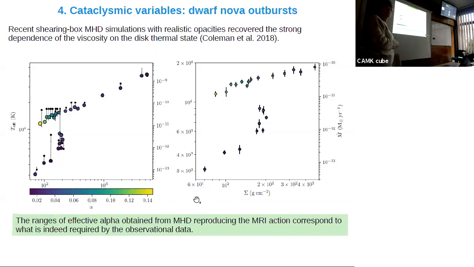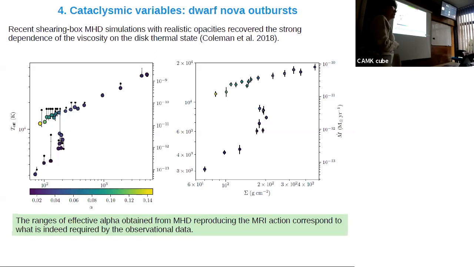And that was recently indeed recovered in simulations. I think that's quite interesting. I'm not sure whether they cheated in the meantime, but I hope it's okay. I don't know what they assumed about the geometry of the magnetic field in the simulation.